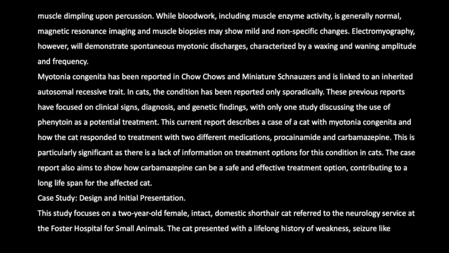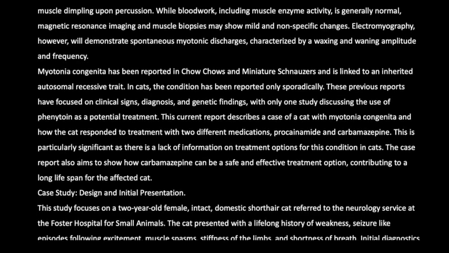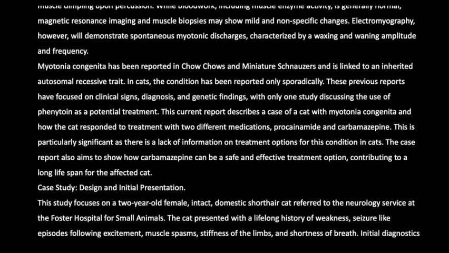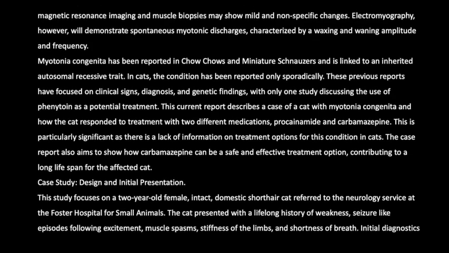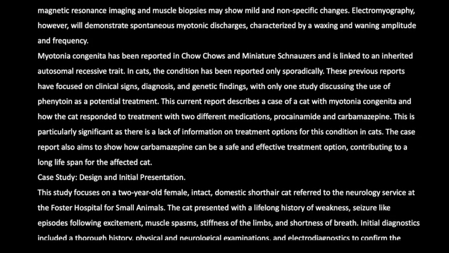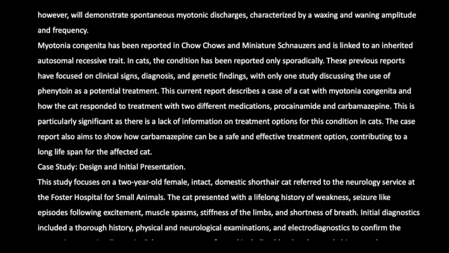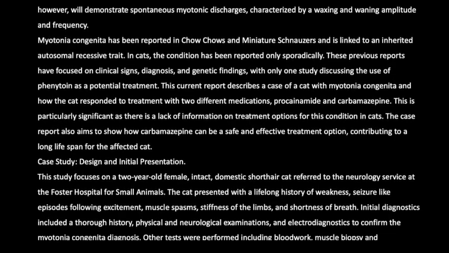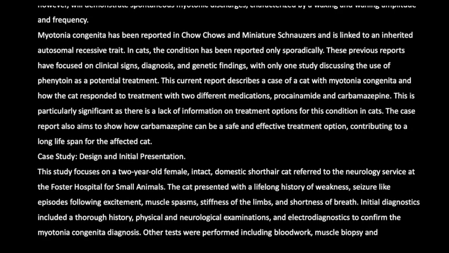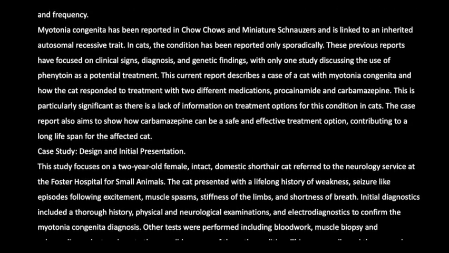Myotonia congenita has been reported in chow chows and miniature schnauzers and is linked to an inherited autosomal recessive trait. In cats, the condition has been reported only sporadically. These previous reports have focused on clinical signs, diagnosis, and genetic findings, with only one study discussing the use of phenytoin as a potential treatment.